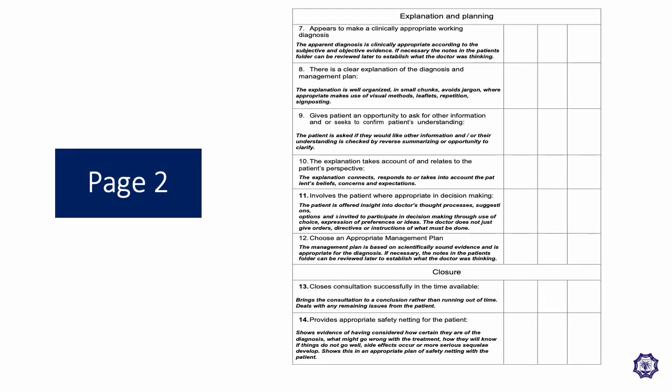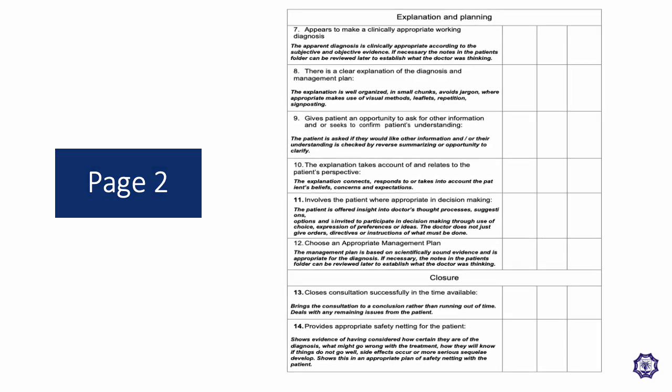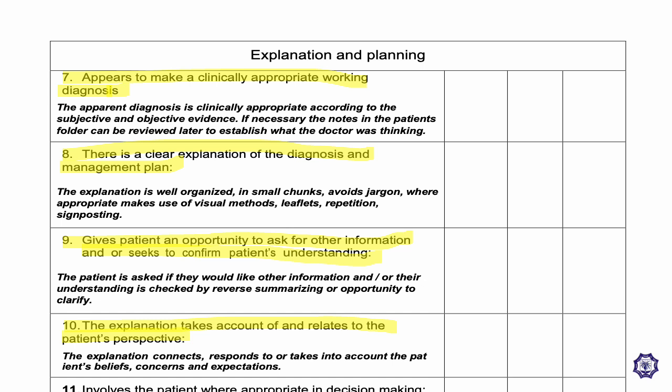Page 2, and like we did in page 1, we're going to go close and look at each item. The next section is about explanation and planning. Here, the questions will take us to number 12, but I can't show the whole page in this view. So let's start with number 7. It appears to make a clinically appropriate working diagnosis. So are we happy with how the person collected all that information and came up with a diagnosis that is logical and is based on objective evidence?